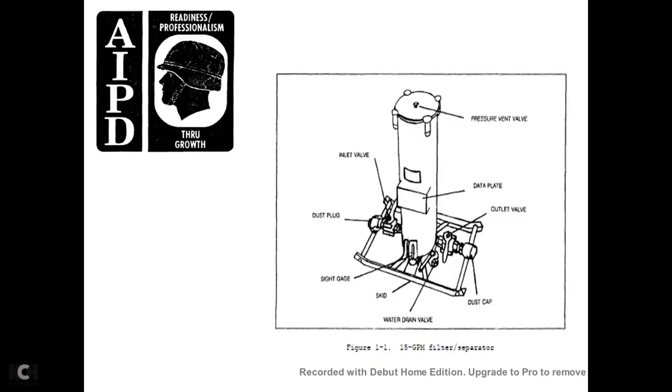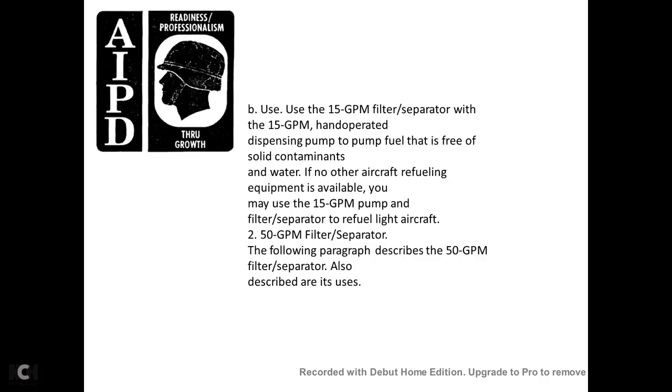Your 15 gallon per minute filter separator shows the pressure vent valve, the data plate, the outlet valve, the dust cap, the water drain valve, the skid, the sight gauge, the dust plug, and the inlet valve. Use the 15 gallon per minute filter separator with the 15 gallon per minute hand operated dispensing pump to free the pumped fuel of solid contamination and water. If no other aircraft refueling equipment is available, make sure the 15 gallon per minute filter separator is used to refuel light aircraft.